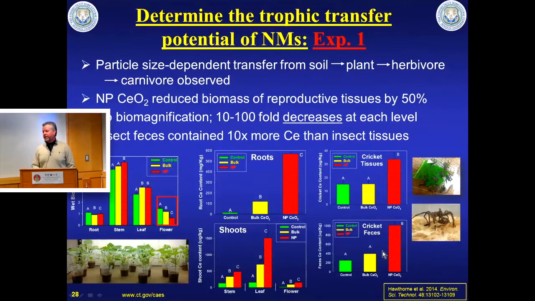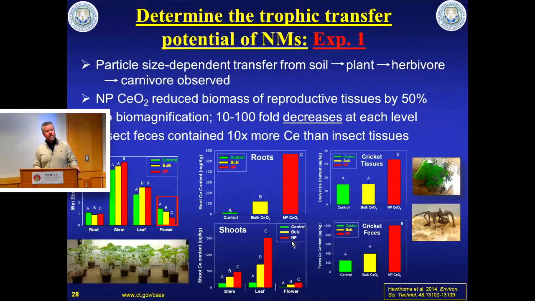But we didn't see biomagnification, and that was important. We actually saw 10 to 100-fold decreases at each level. So you got 1,000 ppm in the soil. By the time you went to the stems that the crickets were going to eat, you were down to 1 ppm, because this is ppb on the Y-axis here. And then when you went to the crickets that ate the leaves, you went from 1 ppm to less than 0.1. So we were seeing particle size dependent transfer, but it was not biomagnification.